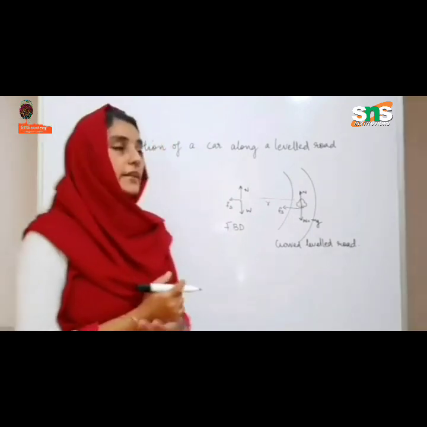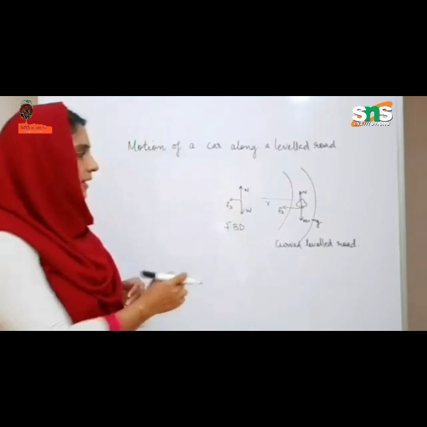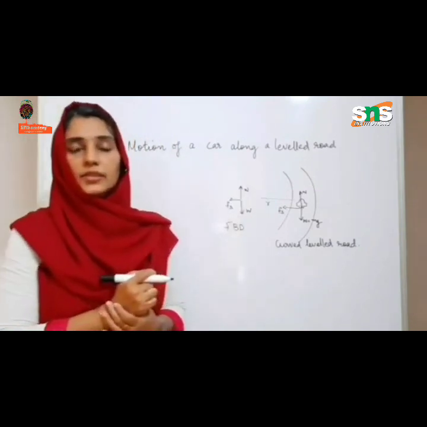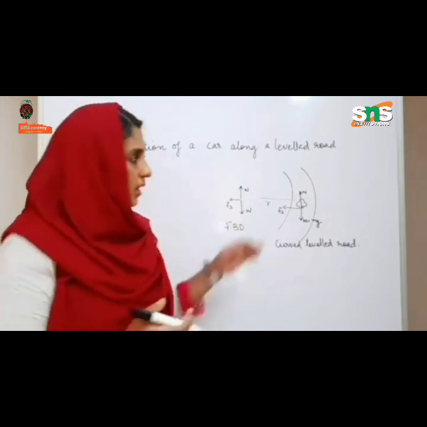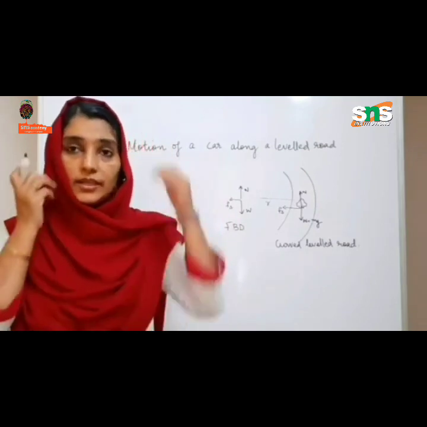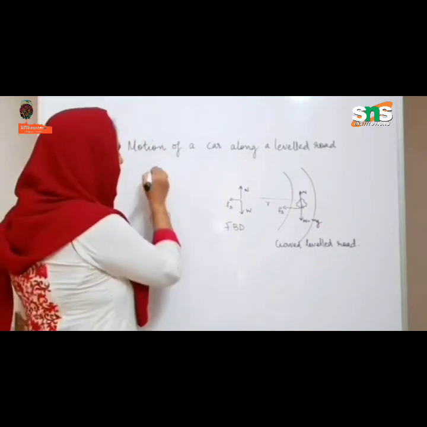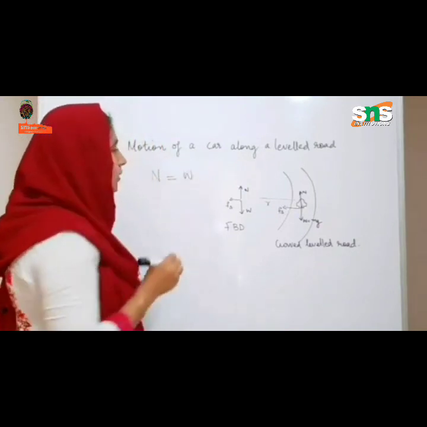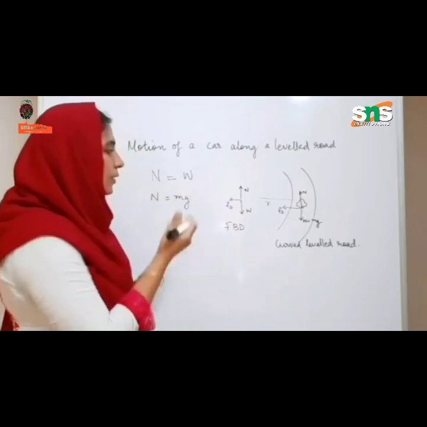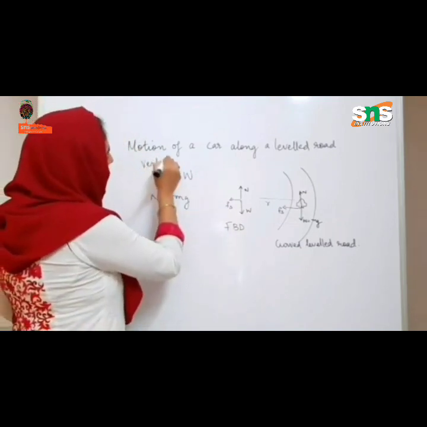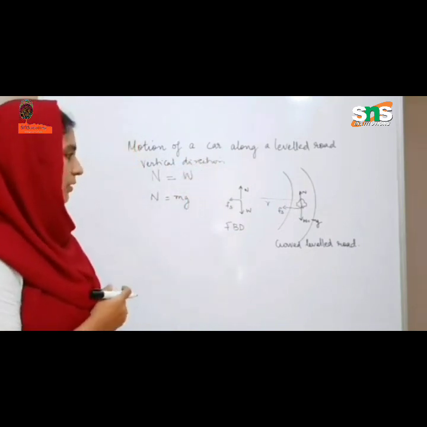So, let us see the forces along the vertical direction. N and W are the forces acting along the vertical direction, and we know that there is no acceleration along the vertical direction. The car is moving along the horizontal direction, so there is no vertical acceleration. So we can say that N will be balanced by W, or N is equal to W, or N is equal to mg. As there is no acceleration along the vertical direction, we can simply write N is equal to mg.